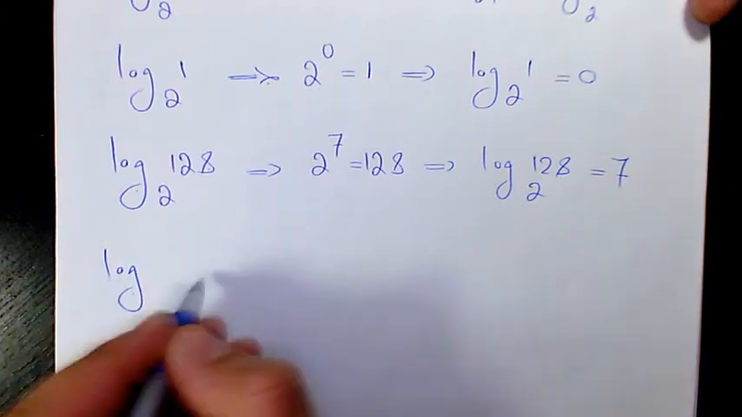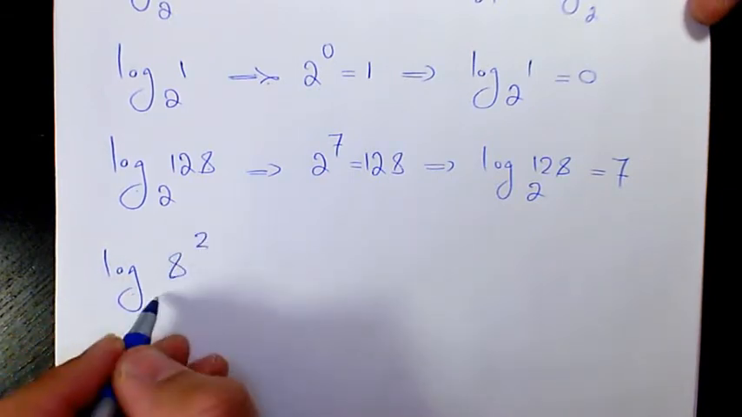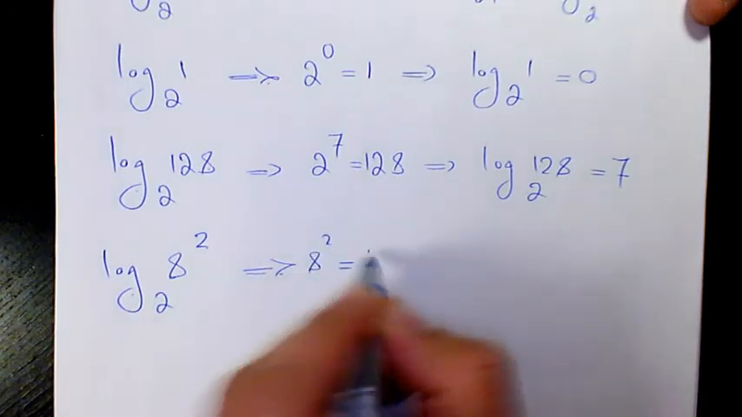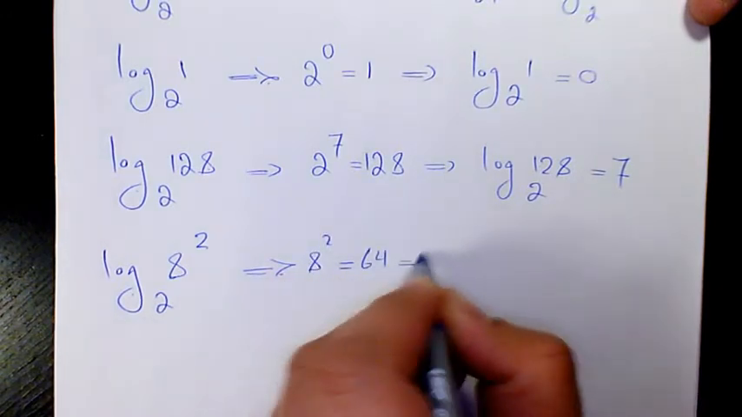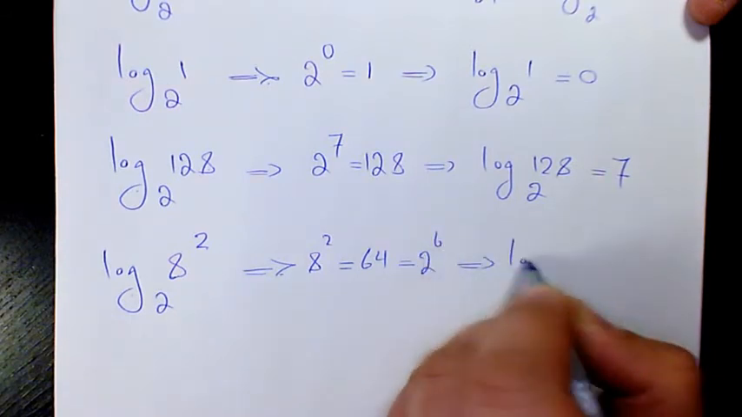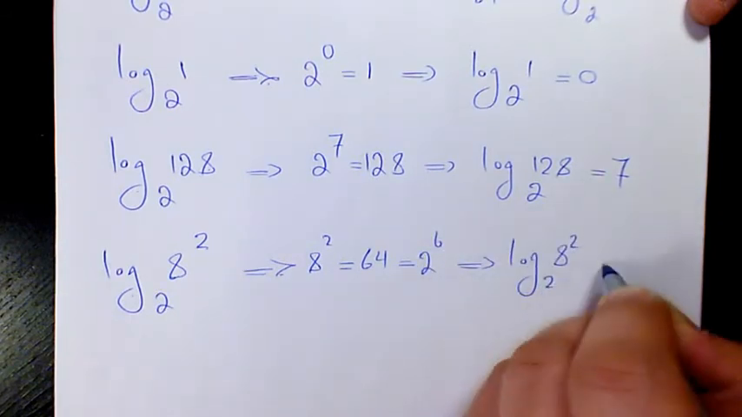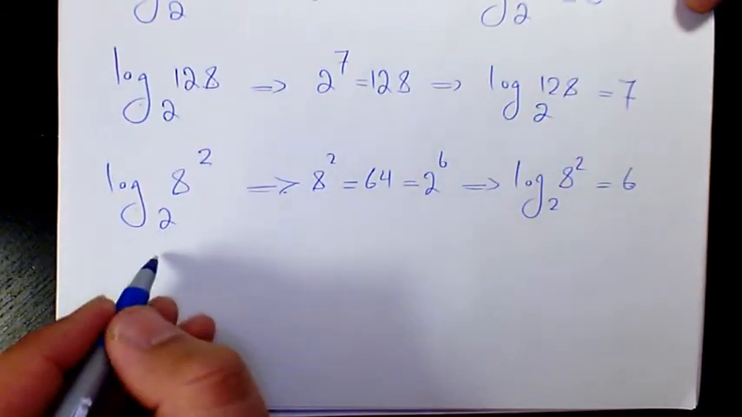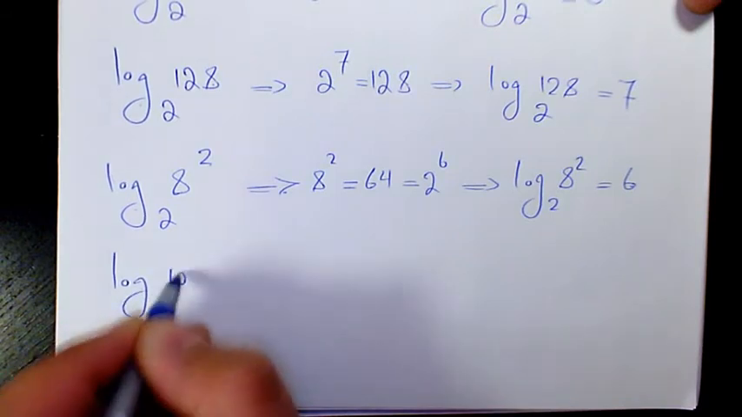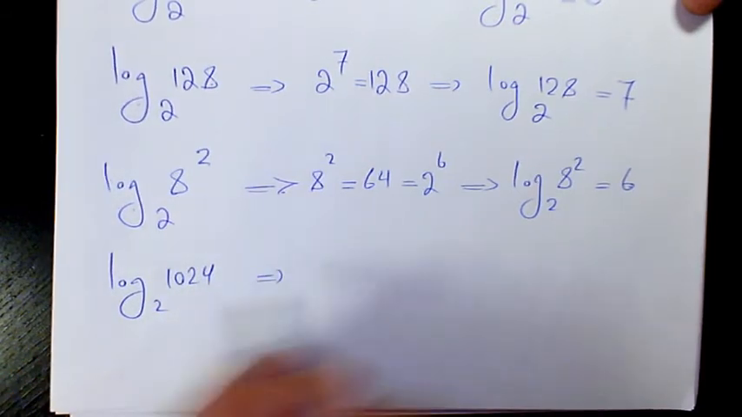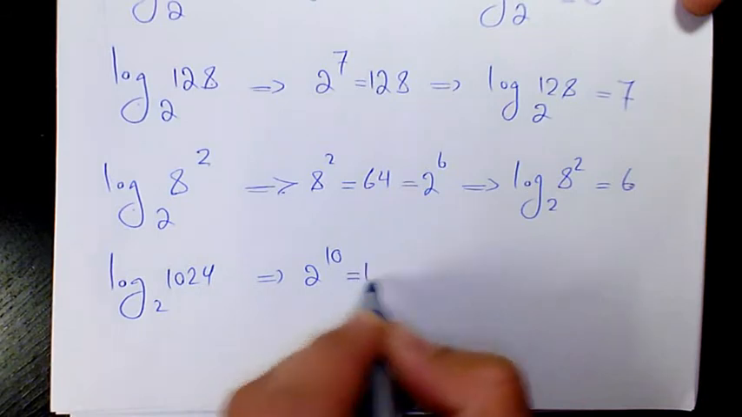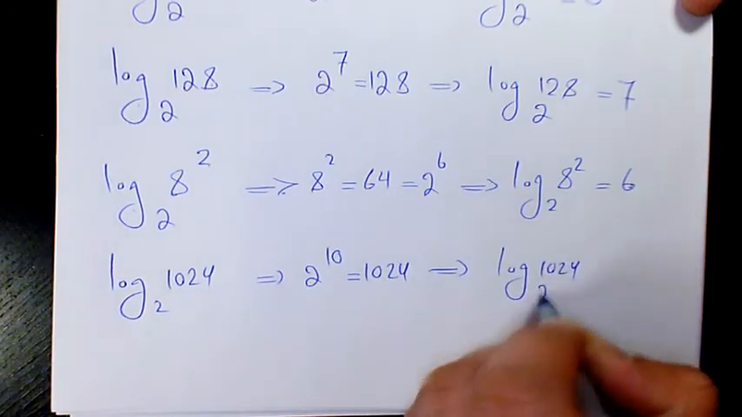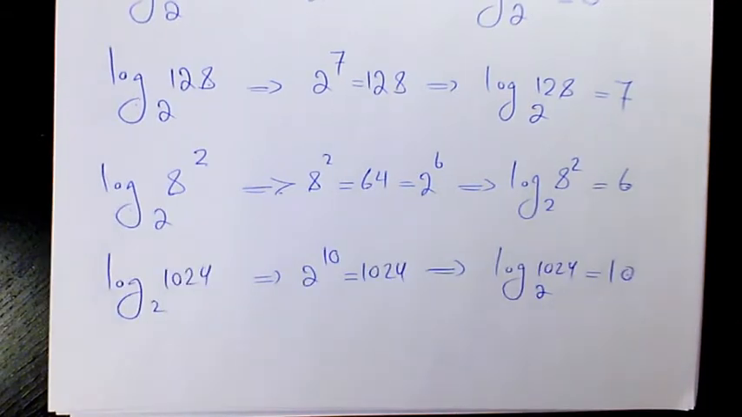Next one, log 8 to the power of 2 base 2. You're going to say 8 to the power of 2 is going to be 64, which is 2 to the power of 6. So log 8 to the power of 2 base 2 is going to be 6. Log 1024 base 2. Now 2 to the power of 10 is going to be 1024. So log 1024 base 2 is going to be 10.